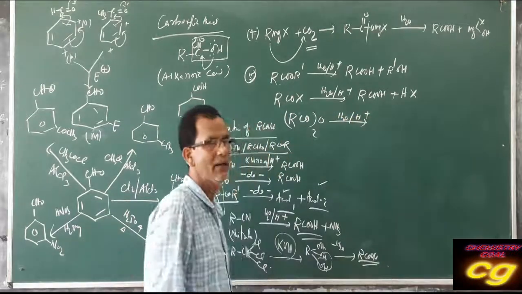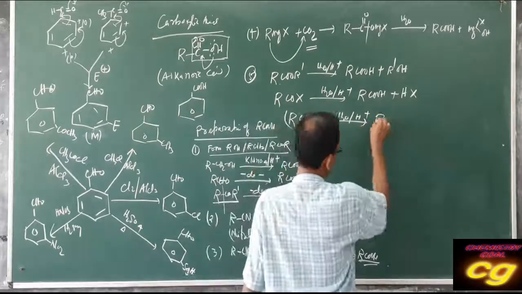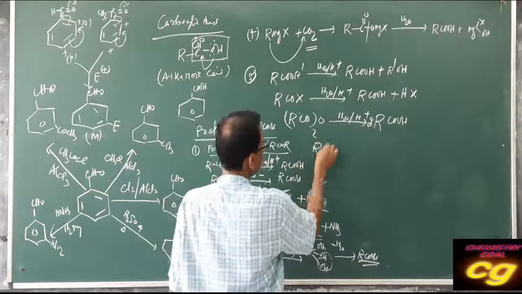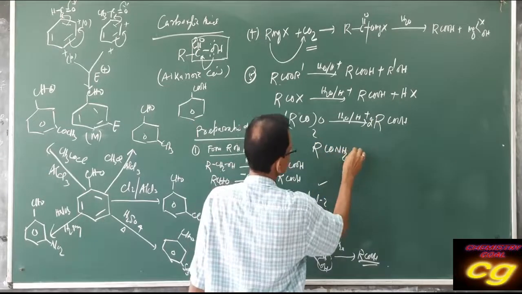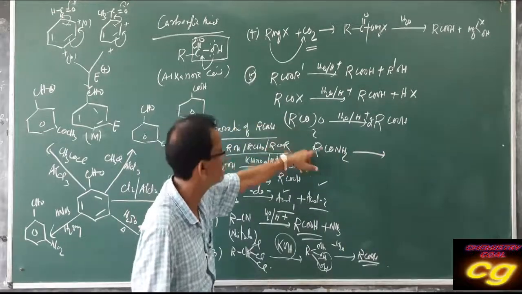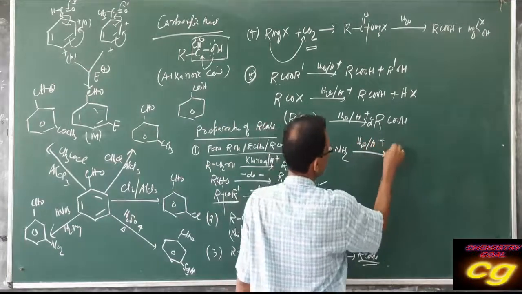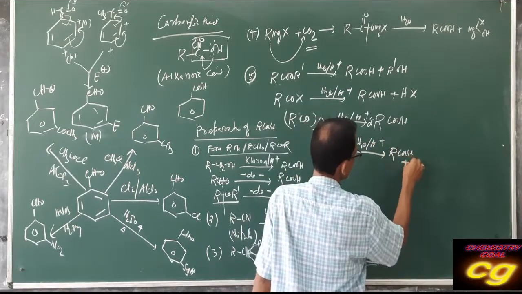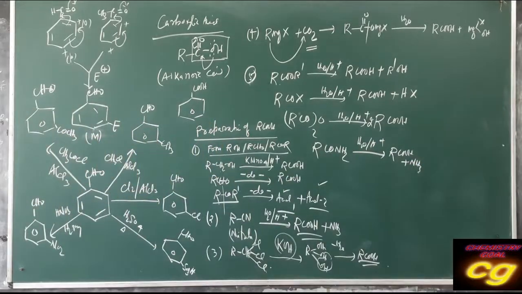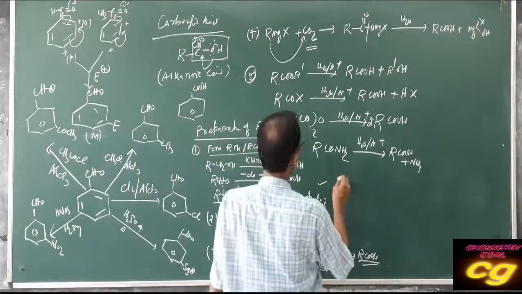These are very important tricks to get the acid from the corresponding acid derivative. The product will be RCOOH, two molecules in the case of anhydride. If you take acid amide, this is ester, this is acid halide, this is acid anhydride, this is acid amide. Already you know this, on hydrolysis the product will be acid plus ammonia. So these are very important methods of preparation of carboxylic acid from acid derivatives.